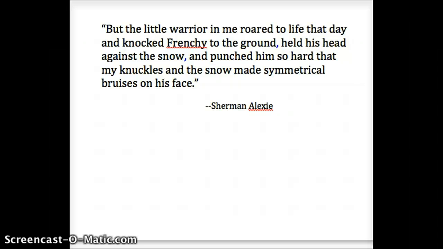This sentence is made up of a series of clauses. First of all, what is the first thing that the little warrior Sherman Alexie does? The first thing he does is knock Frenchy to the ground. All right, so that's the first thing in the list. We put a comma in. Secondly, he held his head against the snow. And so that's the second thing in the list. We put a comma after that.